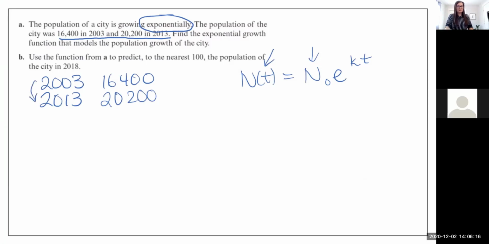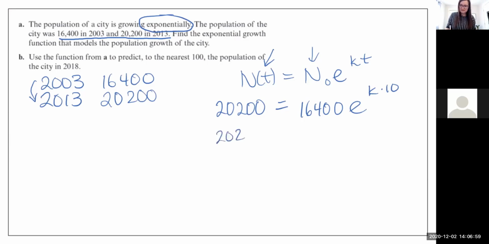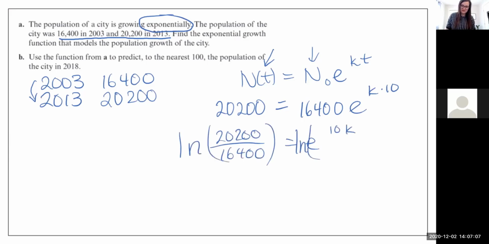So you might want to think how many years have gone by from 2003 to 2013. So if you have 10 years, you started at 16,400, you're resulting in 2,200, and you've gone for 10 years. Right? So you've basically filled in everything you know, and now you're solving it. Just like we solved before, we'll take that, divide it, and we're trying to figure out what that constant is. So we're going to take ln of this, ln of that.